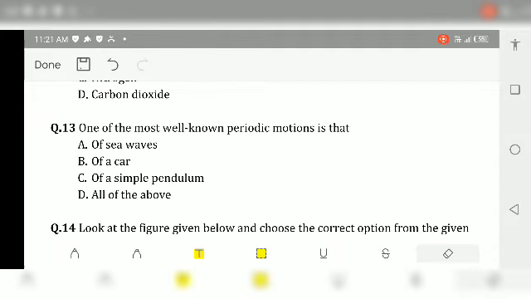Next question is: one of the most well-known periodic motions is that of sea waves, of a car, of a simple pendulum, all of the above. The correct option is option C, of a simple pendulum.